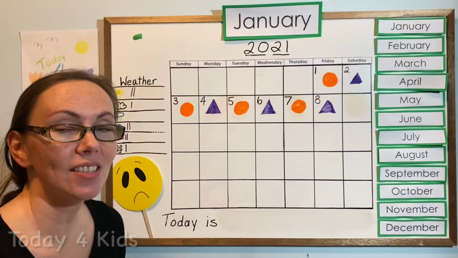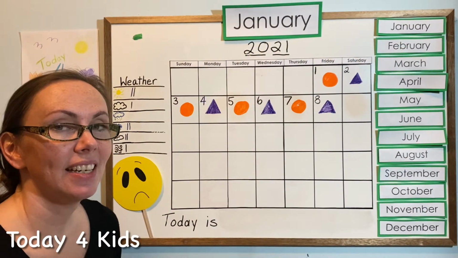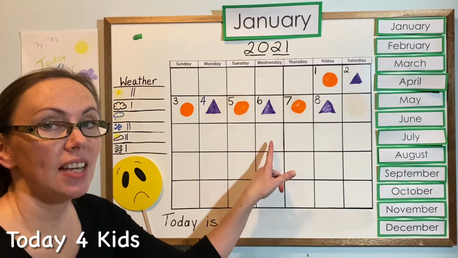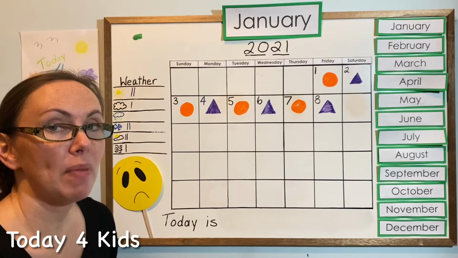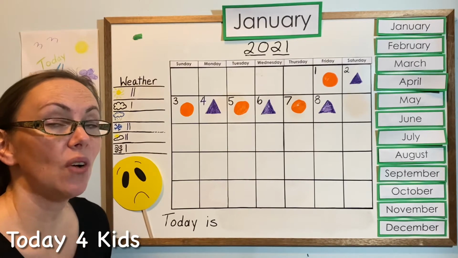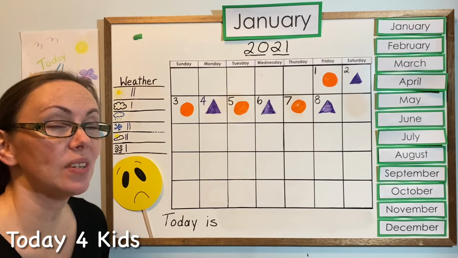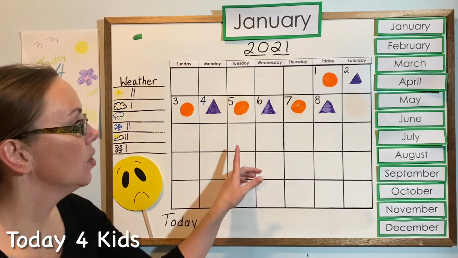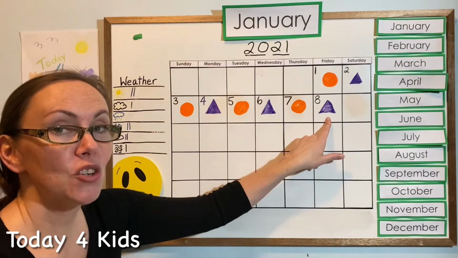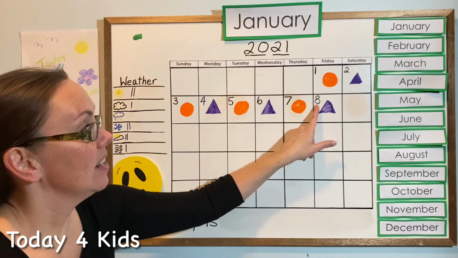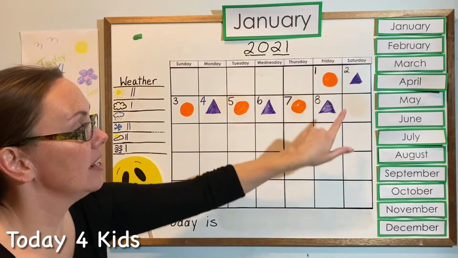Hello friends, do you know what day it is today? Can we find out together? Look out on the board and tell me where is the last shape we colored in our pattern. Can you see it? Can you find which square in the calendar was the last shape we colored? What shape did we color yesterday? The purple triangle, and it was day 8, a Friday.